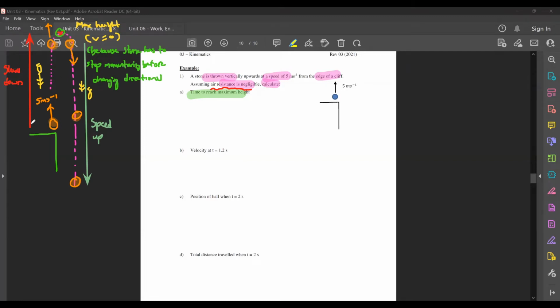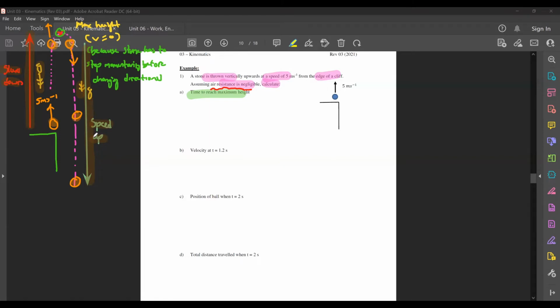Because you see, in my case, when I first project the object up, it's moving upwards, but my acceleration is opposite to my motion. So I know it will slow down. And then after it has started to move downwards, my motion is downwards, my acceleration is also downwards, same direction, therefore I know I would speed up. Okay, so this is what you can kind of visualize from the question.